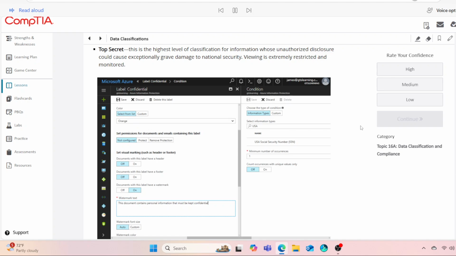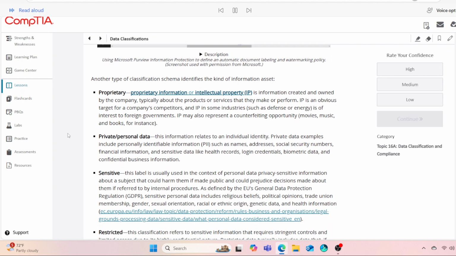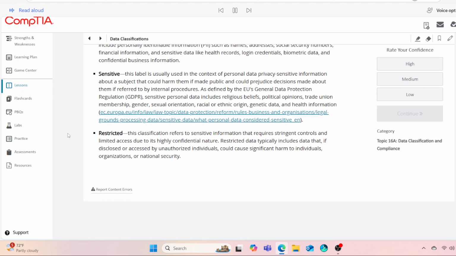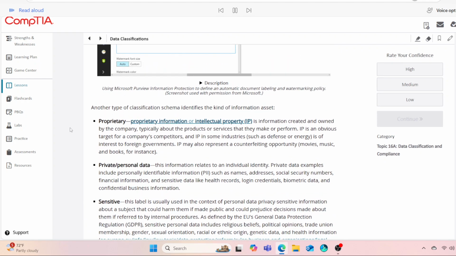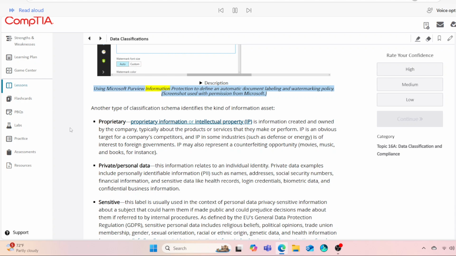Watermark font size, auto. The section on the right is titled Condition. A Save, Discard, and Delete button is at the top. The following settings are selected. Choose the type of condition. Information types: select information types, USA. Name: USA's Social Security Number, SSN. Minimum number of occurrences, 1. Count occurrences with unique value only, off. Using Microsoft Purview Information Protection to define an automatic document labeling and watermarking policy. Screenshot used with permission from Microsoft.